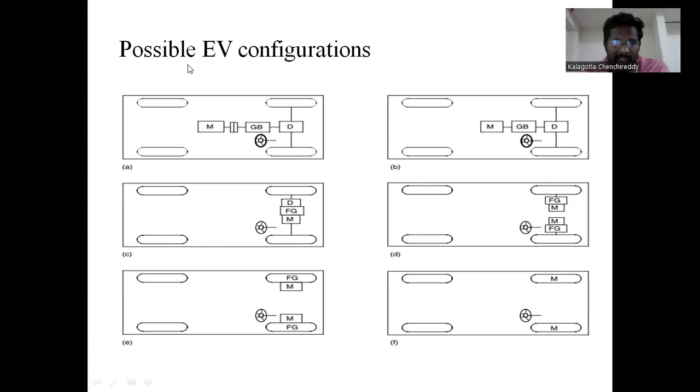In electrical vehicles, there are six possible configurations. Now I will explain the configurations one by one. Total A, B, C, D, E, F, six configurations.